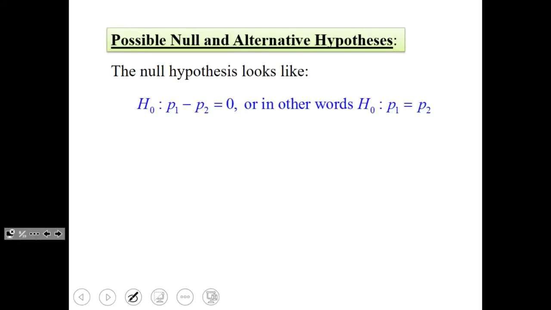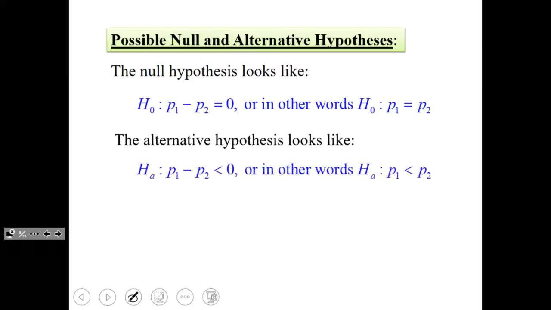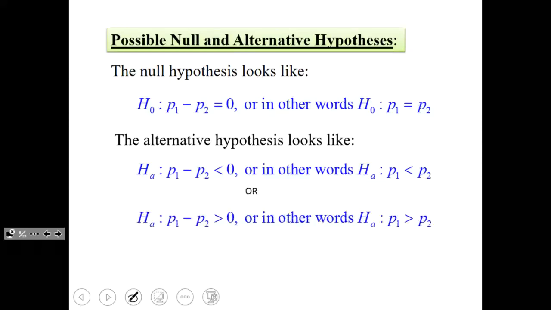Normally we like the subtraction. It's a little easier to picture it that way. Now if we do that, we have our alternative hypothesis. Now there's a couple different ways it can look. First of all, P1 minus P2 could be less than 0. That's just the same as saying P1 is less than P2. Or we could say P1 minus P2 is greater than 0, or P1 is therefore greater than P2.